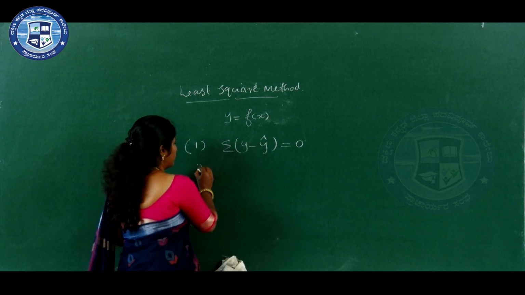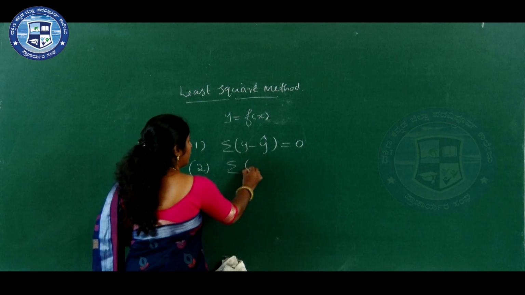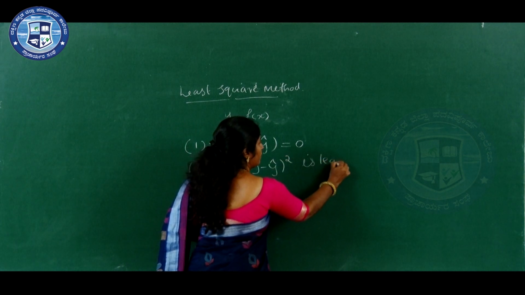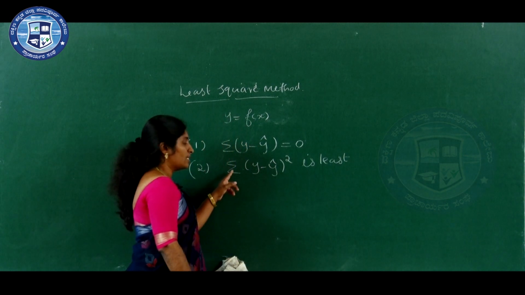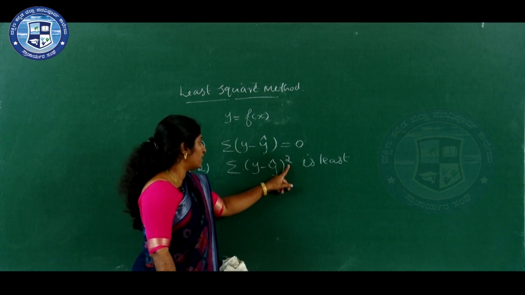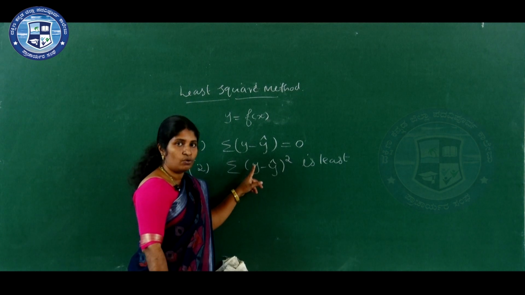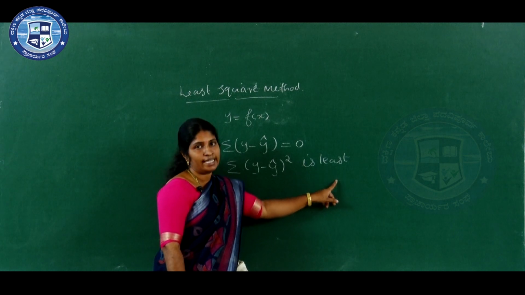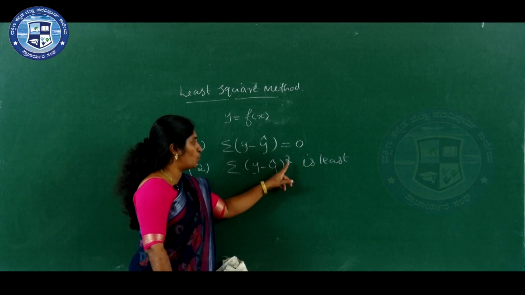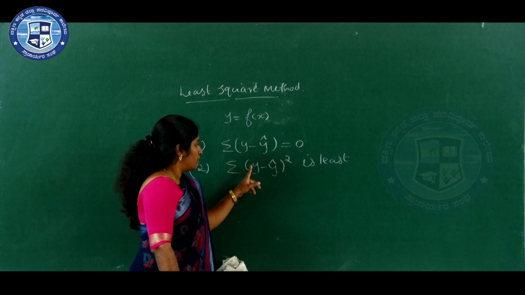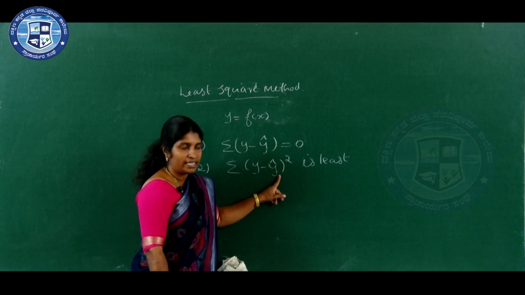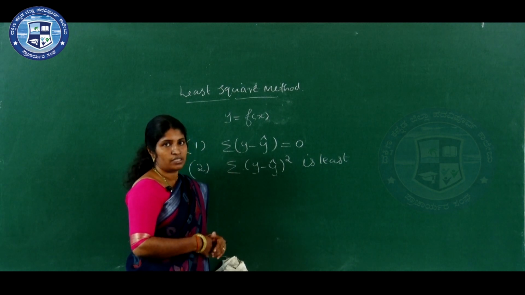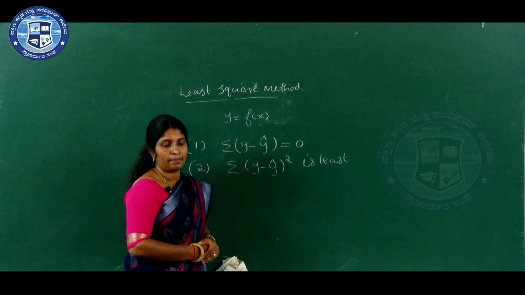And the second condition that you have to satisfy is summation of y minus y cap the whole square is least. That is, the sum of squared deviations of actual value and calculated value is least. These are the 2 conditions to satisfy while drawing a trend line.